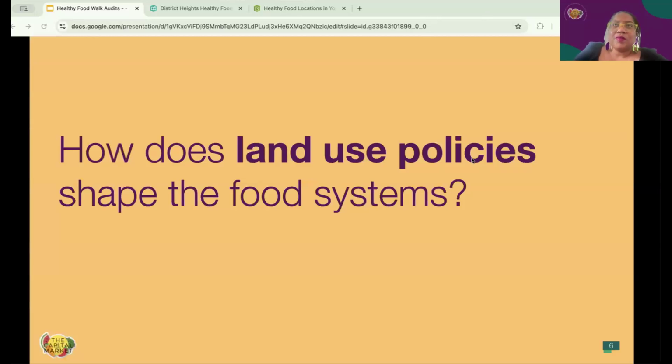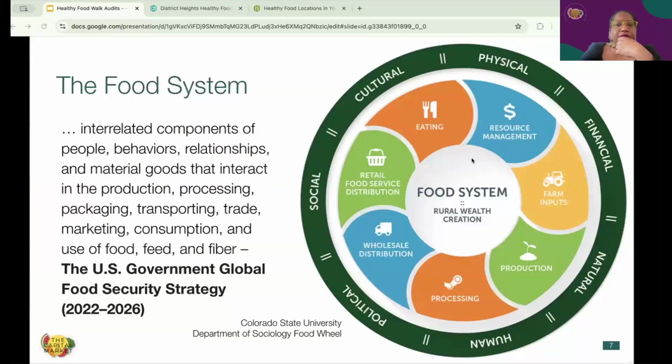And so as I think about the work that we do, how do land use policies shape the food system? Ultimately, this is one of the biggest drivers and the biggest questions for us at the Capital Market, and through some of my academic research: what is the impact of land use policies, and how do they shape our ability to access food and to engage in food systems in a culturally appropriate and exciting and fun way?